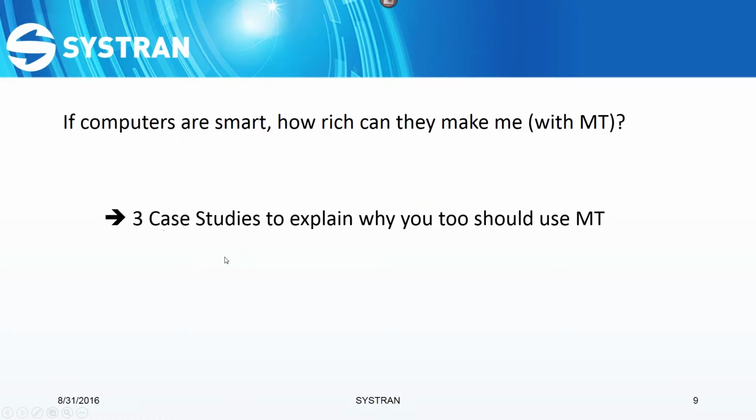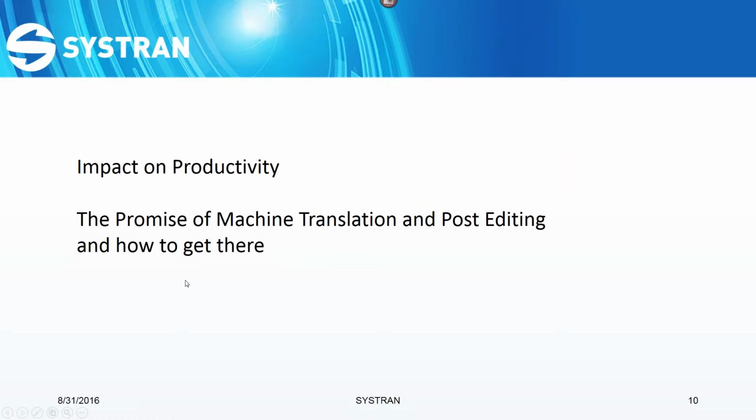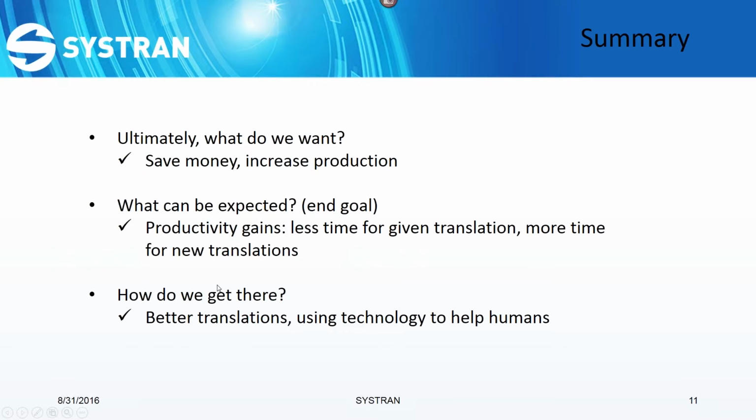Here are 3 case studies from different clients that started as prospects and eventually turned into clients, to see what the impact on productivity is. You can have machine translation added to your existing workflow and do post-editing on that instead of doing full translation, or in some cases still some translation. They wanted to know, ultimately, what do we get and how do we get there?